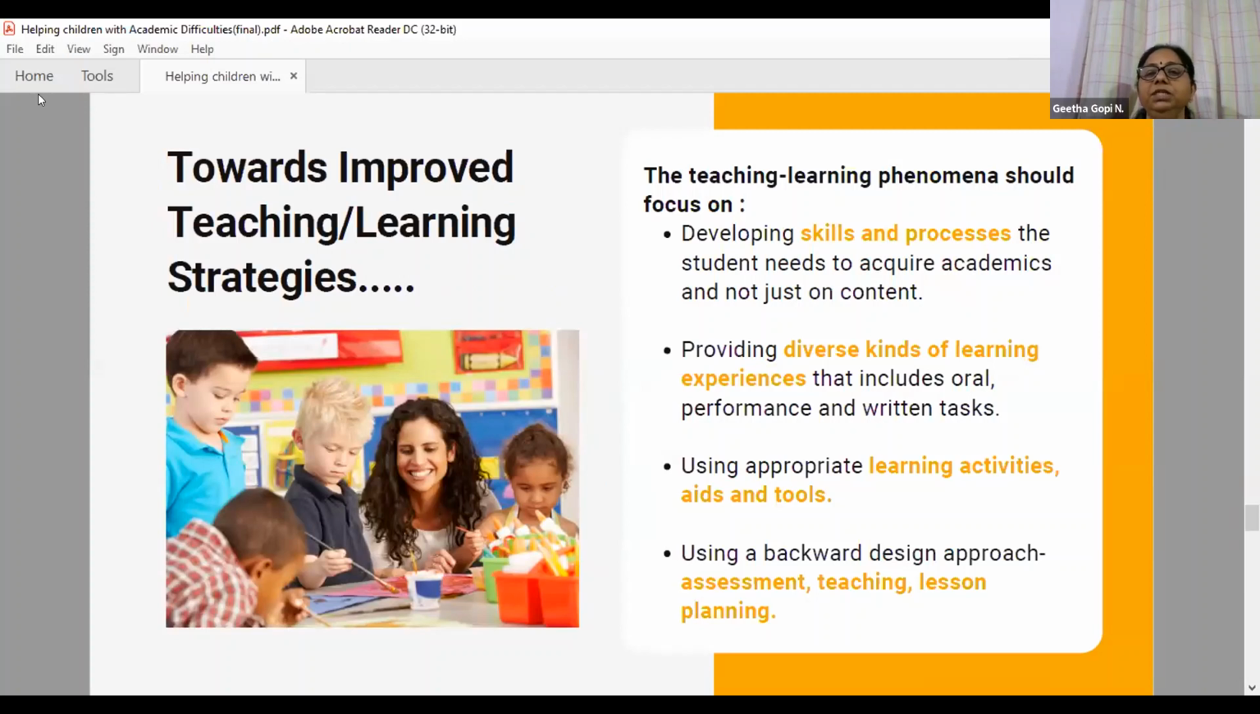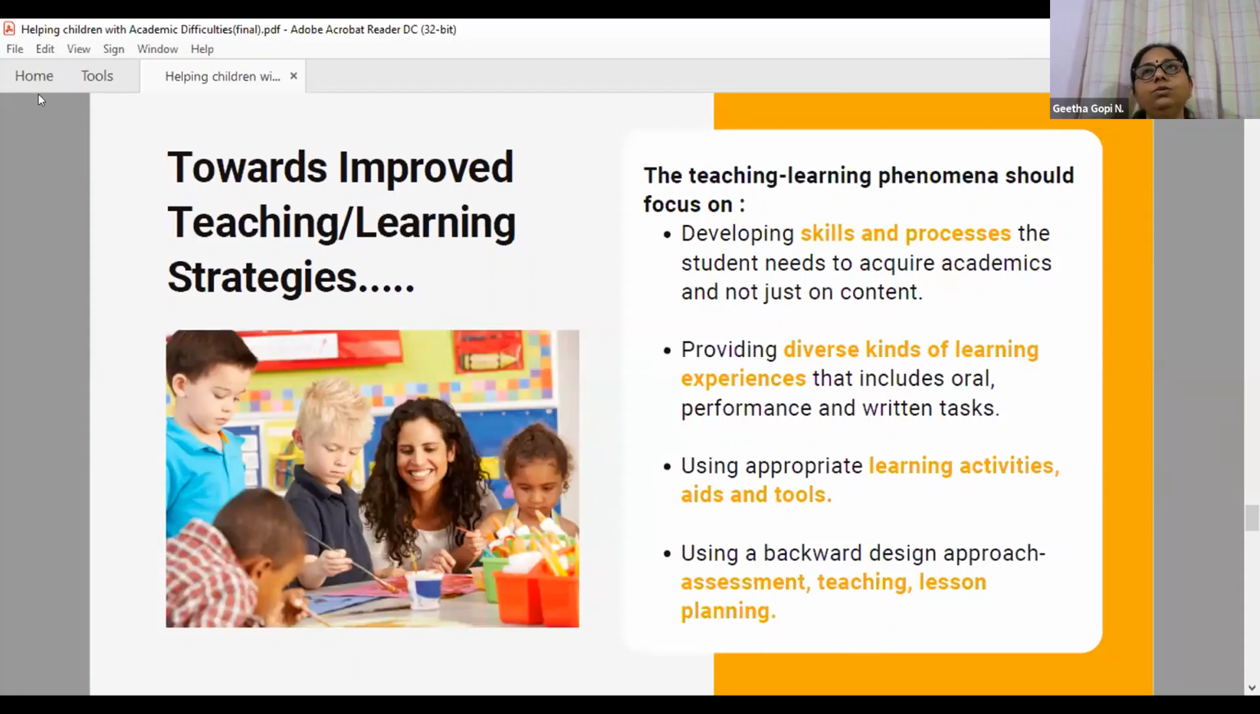So when we are moving towards improved teaching or learning strategies, what are the things that we need to focus on? I've already mentioned this, but I'm reiterating that. We have to focus on skills and processes. A lot of times, educators focus on the academic content and not on the skills and processes. So, focus on the skills and processes. As I said, if a particular problem is being solved, don't just tell them how to solve it, but also how to get to that. How did you arrive at that?